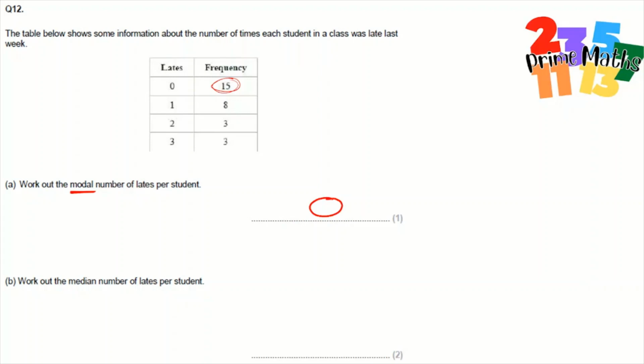For the median, we can work out the total number of students, so 15 plus 8 plus 3 plus 3 gives us 29, so the middle student is going to be our 15th student. We can see our 15th student had 0 lates, they were the last person to have 0 lates, so our median is also 0.